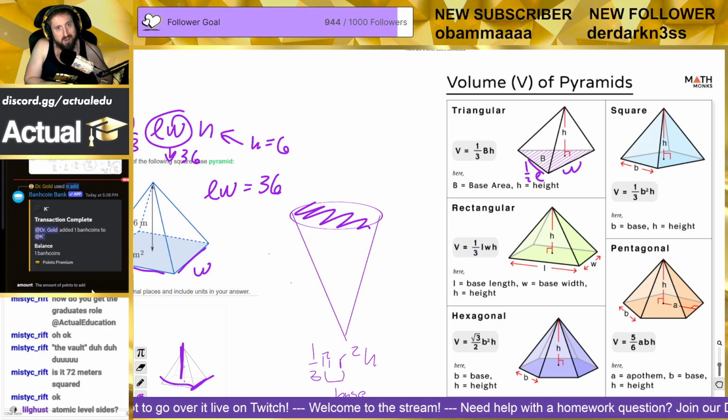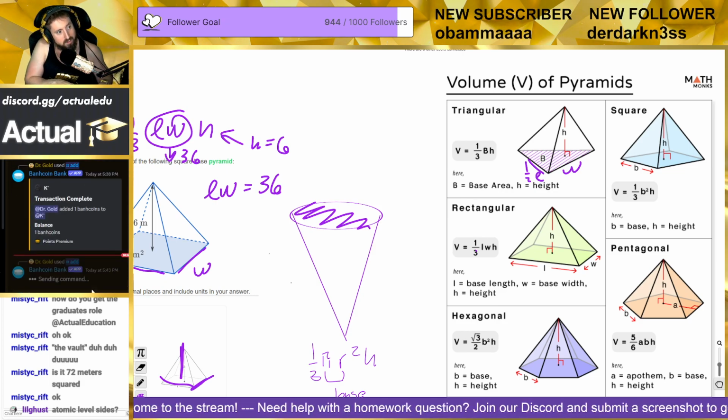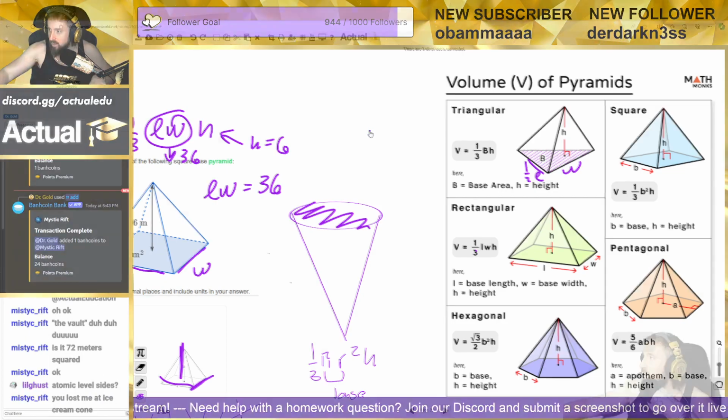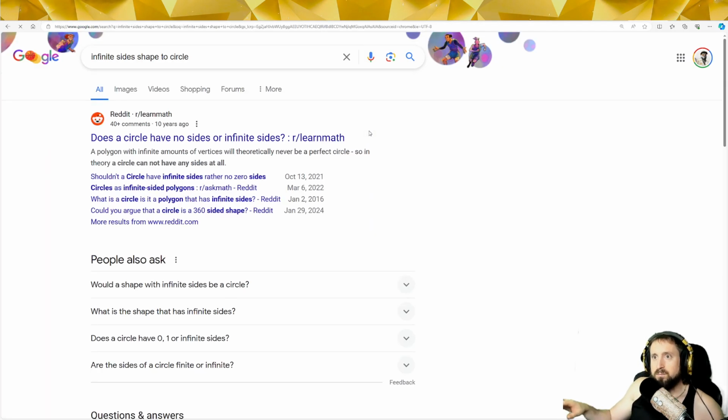Atomic level sides, yeah, probably, Logos, dude. They're super tiny. What is this, Mystic? There's probably a cool animation on it. One second, let me see. Infinite sides shape to circle.